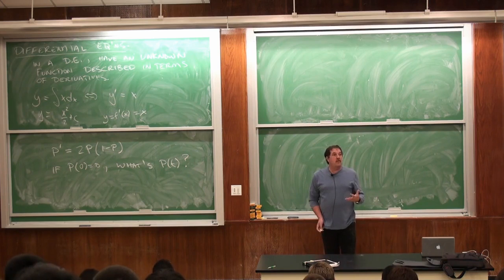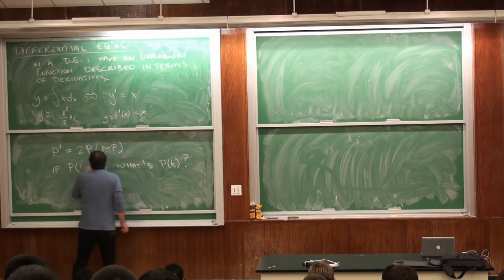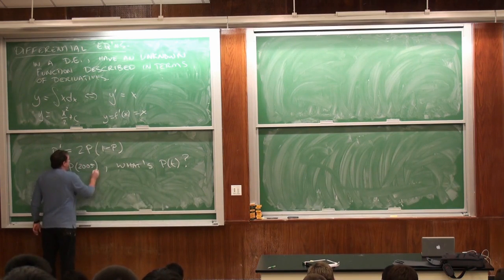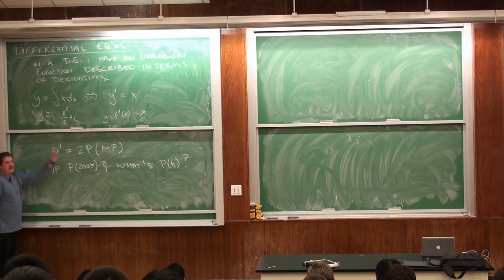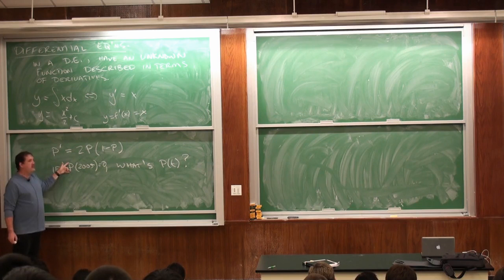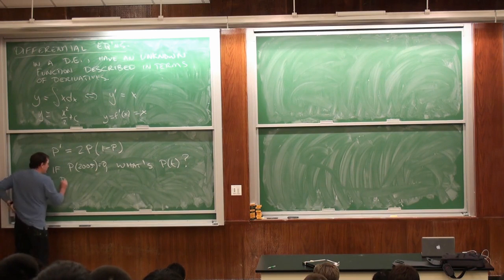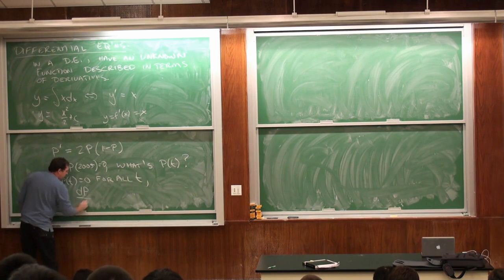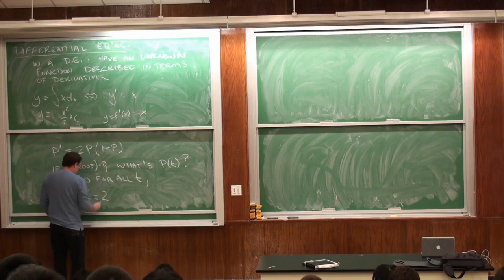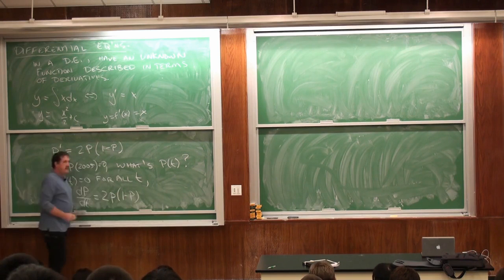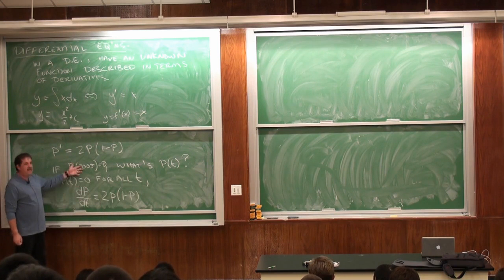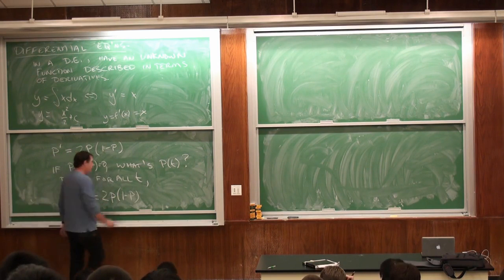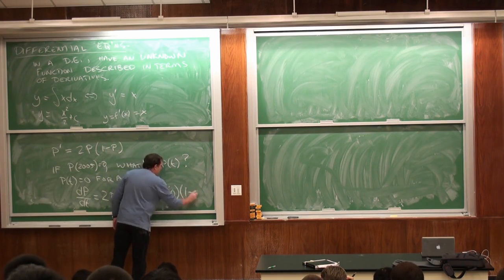Well, okay, if I tell you that at some moment, let's put this in years, the population in 2005 was 0, and the population follows this equation, given that the population in 2005 was 0, what's the population now? 0. Why? Because the derivative is 2 times p times 1 minus p, and the derivative at 2005 was 2 times 0 times 1, which is 0.